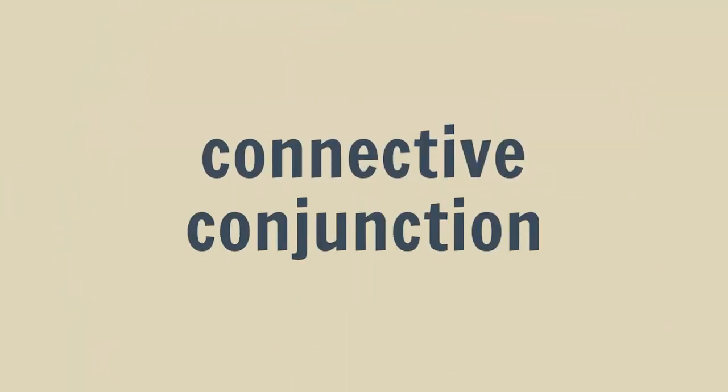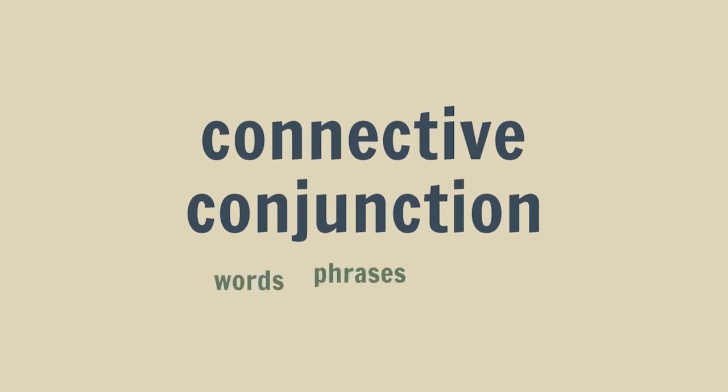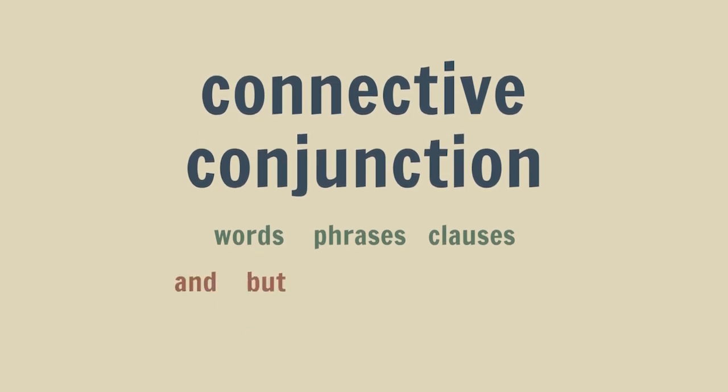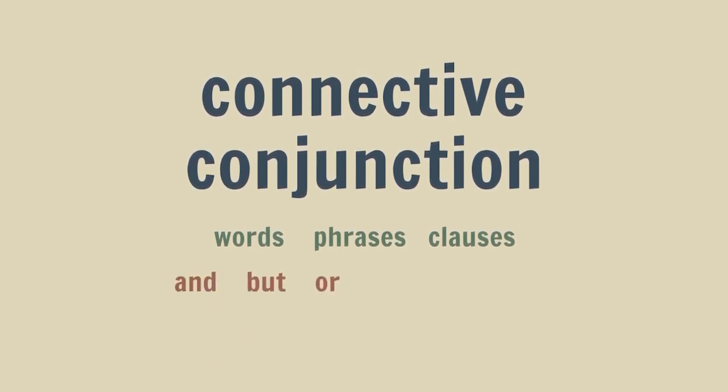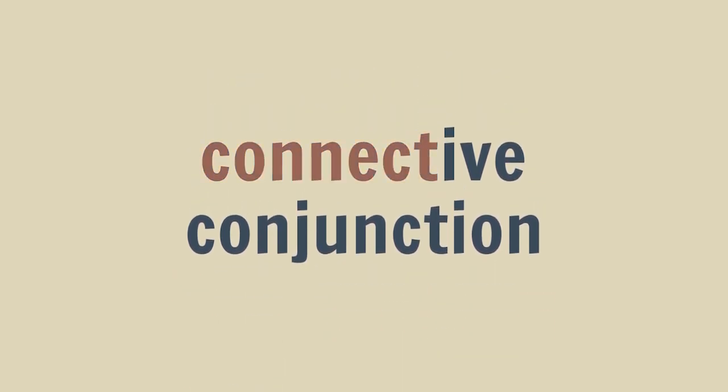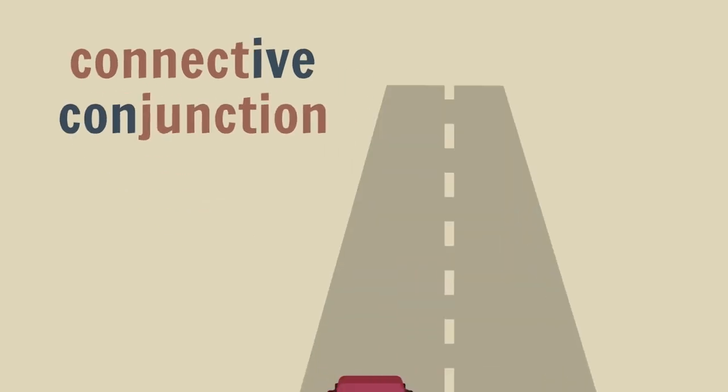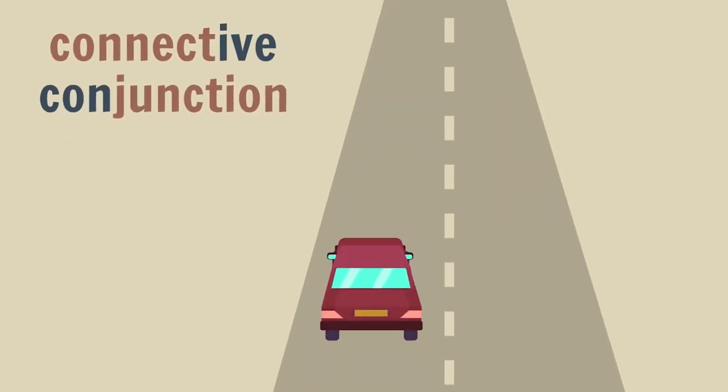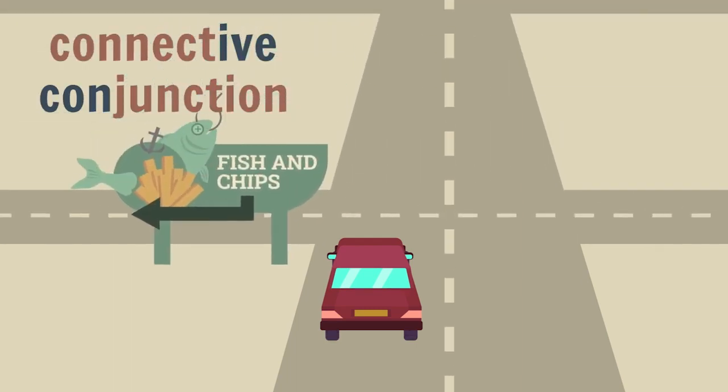A connective, that is also known as a conjunction, joins words, phrases, or clauses. For example, and, but, or, while, because. Connect begins the word connective, and junction finishes off the word conjunction. As junctions connect roads, so conjunctions connect words.